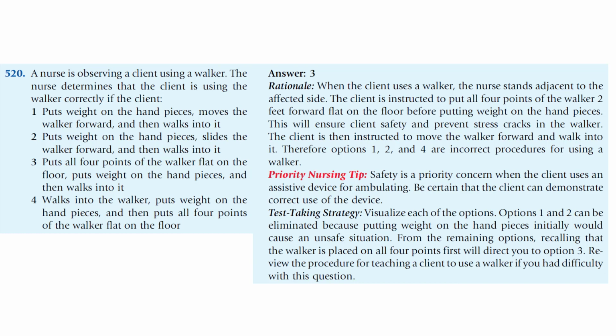Answer. 3. Rationale. When the client uses a walker, the nurse stands adjacent to the affected side. The client is instructed to put all 4 points of the walker 2 feet forward flat on the floor before putting weight on the hand pieces. This will ensure client safety and prevent stress cracks in the walker. The client is then instructed to move the walker forward and walk into it. Therefore, options 1, 2, and 4 are incorrect procedures for using a walker.